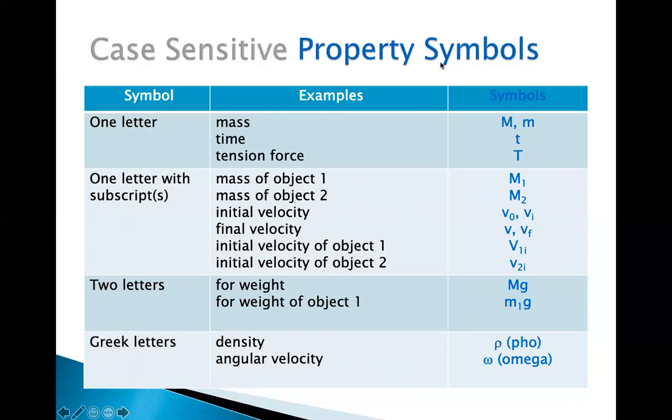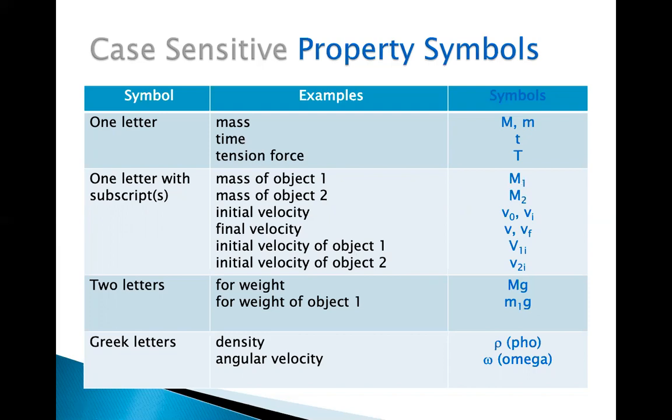Interestingly, we use different symbols to represent different properties in equations. So this is almost like a little sub-language. Instead of writing mass, we use the more simplified version, capital or lowercase m. Instead of writing out time, we write t. Instead of writing tension force, we write capital T. For the mass of object number 1, we use m subscript 1. Mass of object number 2, m subscript 2. So this is how we use different symbols to represent different properties.